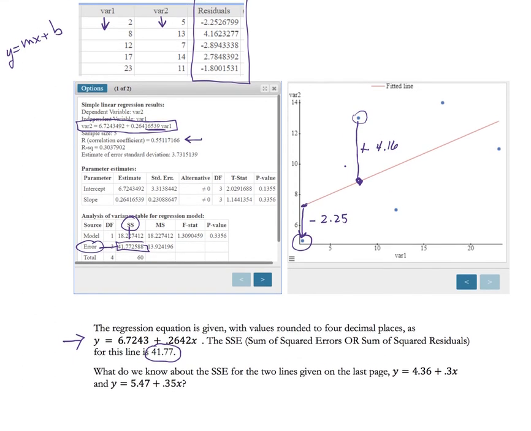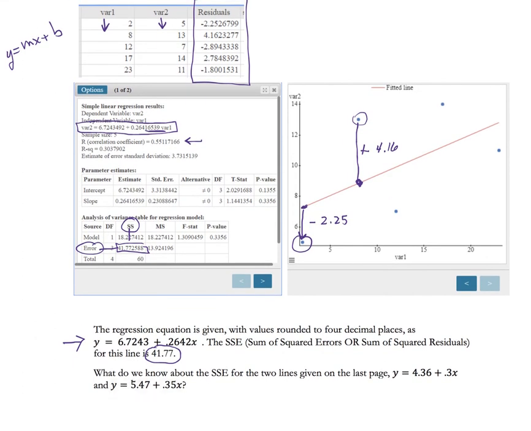All right, last question here. What do we know about the sum of squared errors for the two lines that were given on the last page? So remember, it was this same 5 data points, but 2 other lines were drawn in. Neither one of them was the regression line. What can you say about the sum of squared errors for each of those 2 lines? Take a minute to think about it, pause the video, and then come on back.